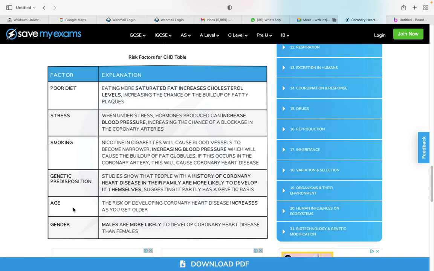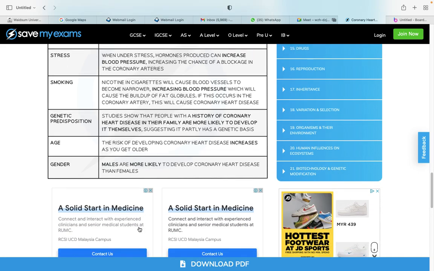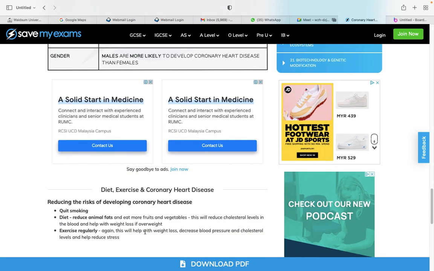Then age. The risk of developing coronary heart disease increases as you get older. Heart problems are usually more common with older people than younger people, from 40, 50, 60, 70, 80. Then gender. Heart problems are usually more common in men. Males are more likely to develop coronary heart disease than females. When I say that, it doesn't mean females don't get it, but it's more common with men. So if you're a man, please take more care of your heart, and don't smoke.